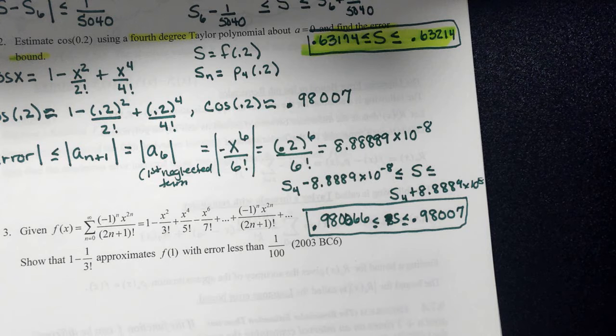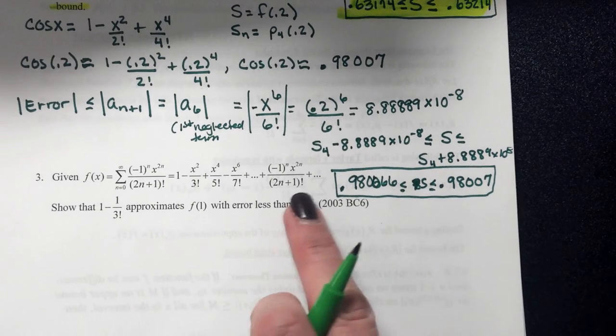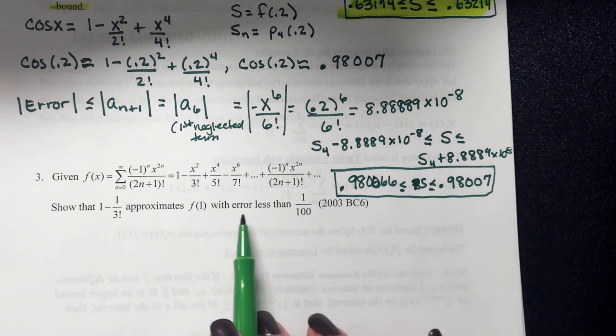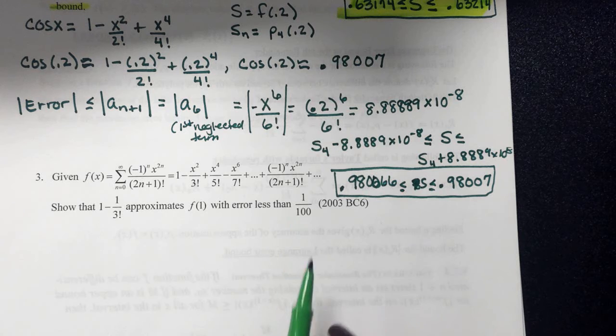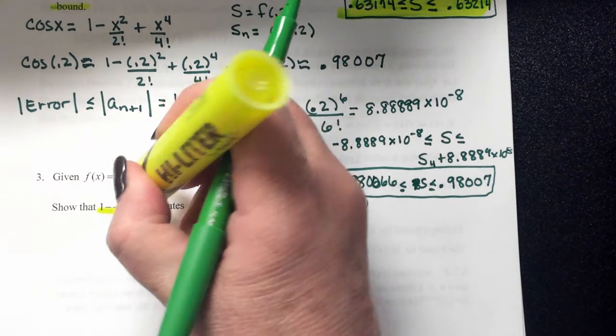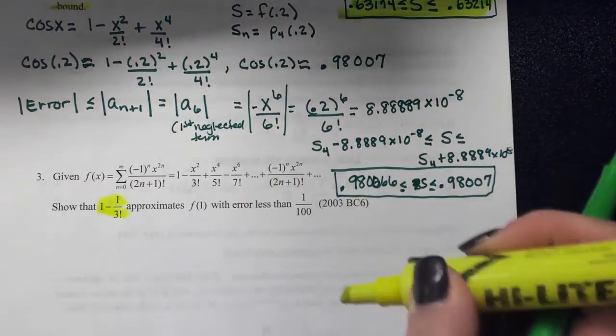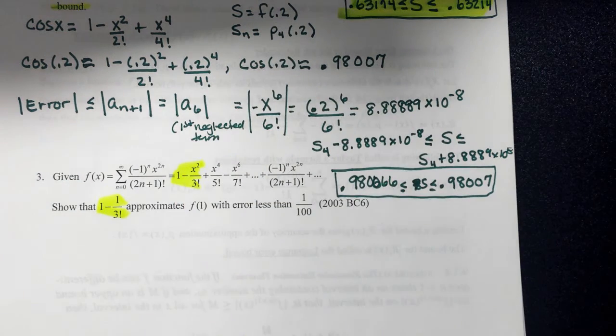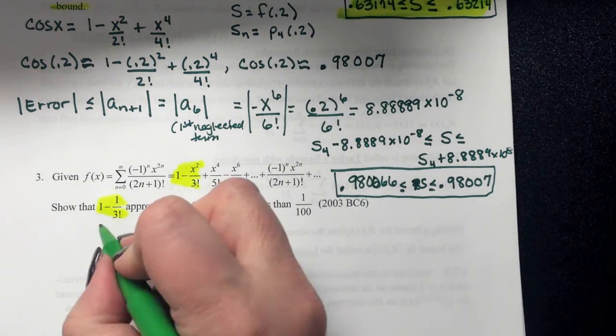All right, so any questions on the alternating series error bound? Another way they may ask about this question, again, they're giving me my series. Show that 1 minus 1 over 3 factorial approximates f of 1 with an error less than 1 over 100. When you take a look at the series they're giving you, 1 minus 1 over 3 factorial represents the first 2 terms in this particular series. So this is my S sub n.